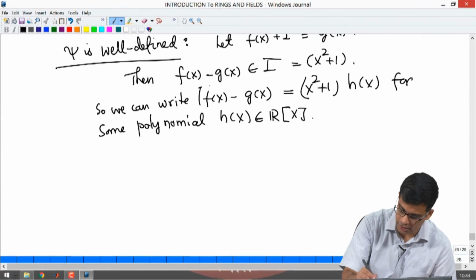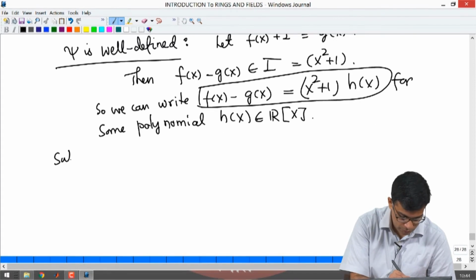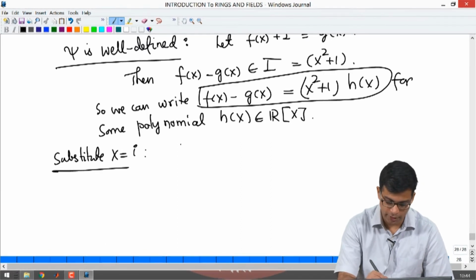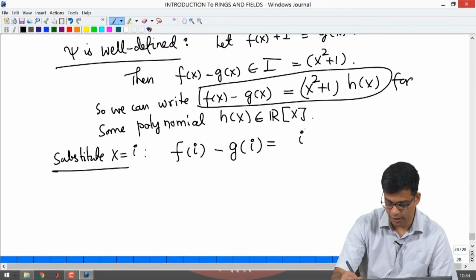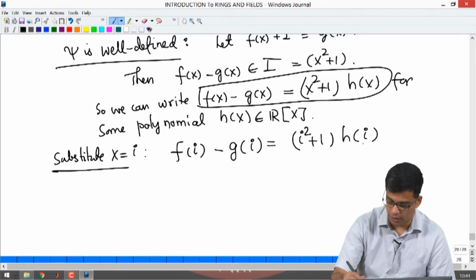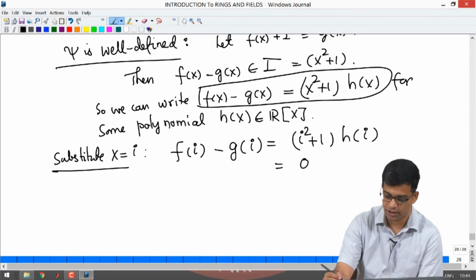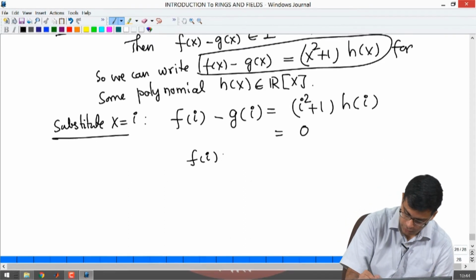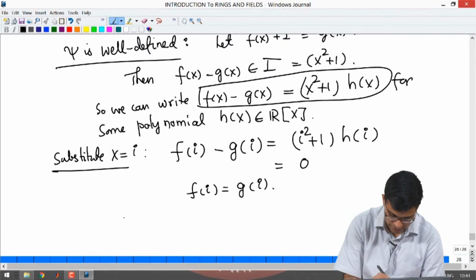Now, let us look at this equation here and substitute x equal to i. So, what do I get? I get f(i) minus g(i) is equal to (i squared plus 1) times h(i). But what is i squared plus 1? i squared is minus 1, so minus 1 plus 1 is 0. It does not matter what h(i) is. So, f(i) minus g(i) is 0. So, f(i) equals g(i). So, this proves that psi is well defined.